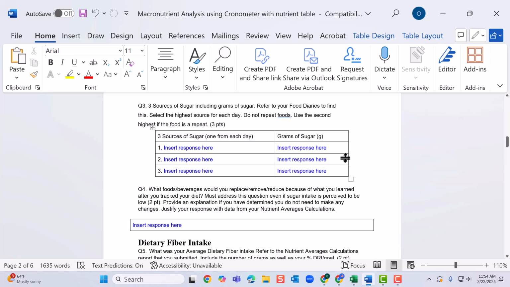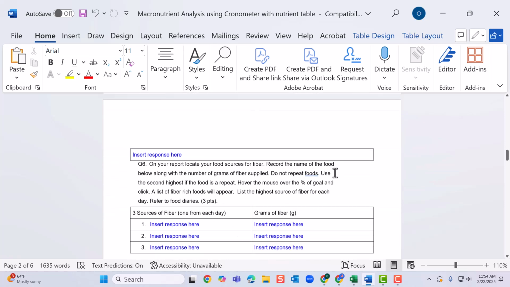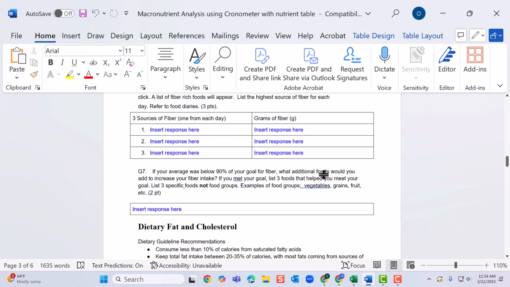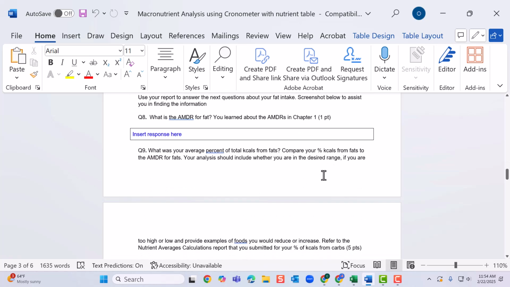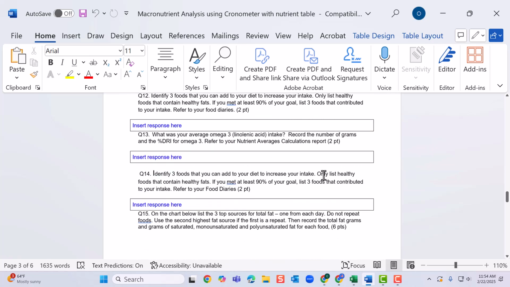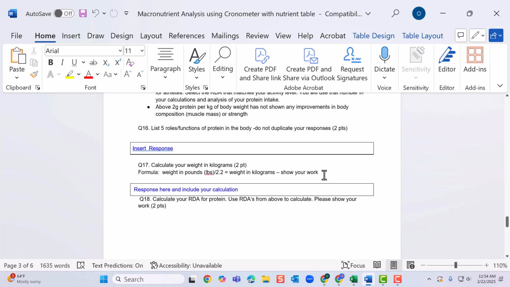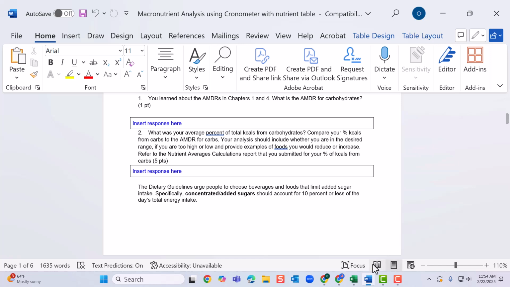So I did just put sugar because your food diary will have sugar and added sugar. I give some screenshots on where to find things, but I'll also go over it in this video. Fiber, very important. And then we move on to dietary fat. We move on to protein as well. And there's some calculations you have to do for protein. Things that you should know on how to use the live Cronometer food diary.